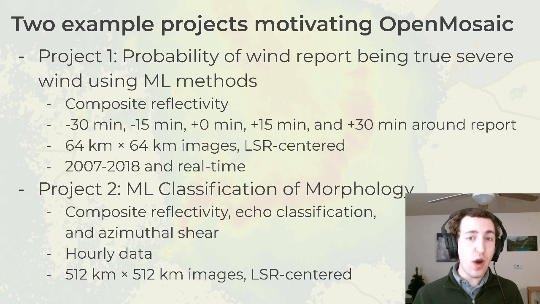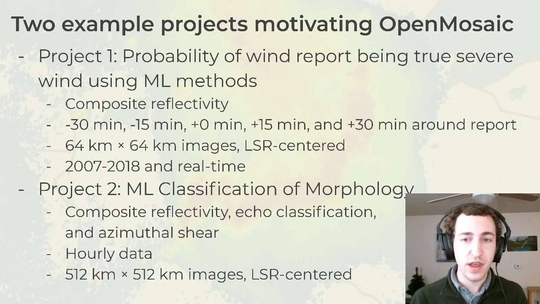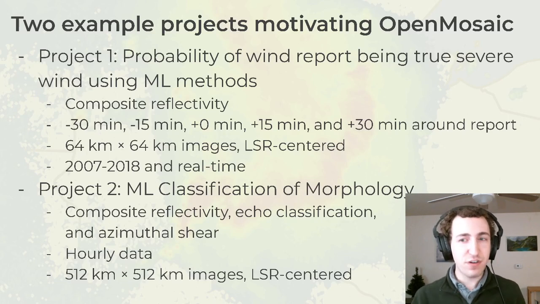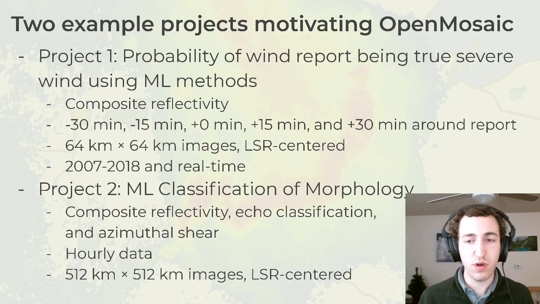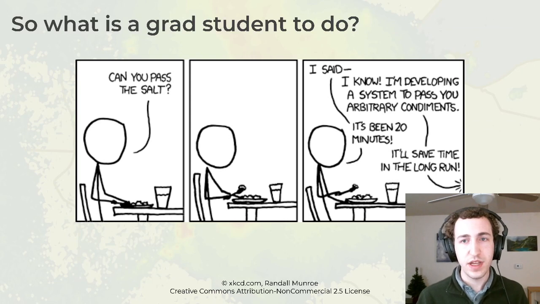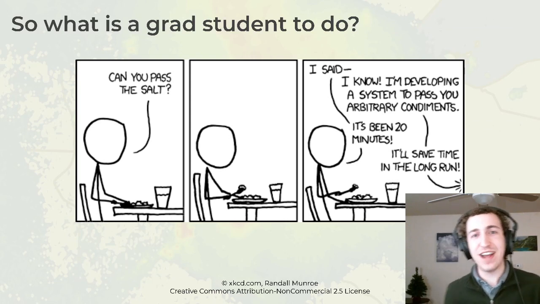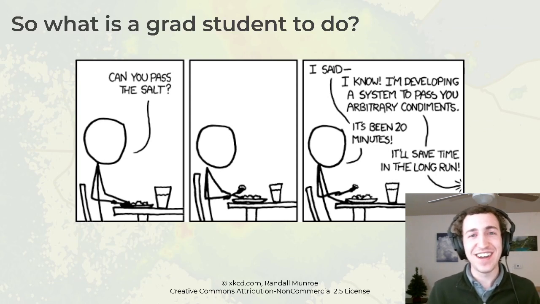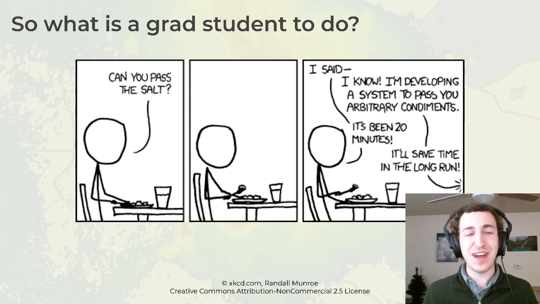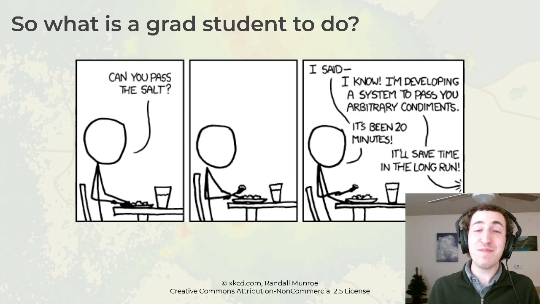Here, looking at hourly data, so a little bit more comparable to existing data products, but the need for some of those other fields isn't quite met. And these are larger images, more mesoscale oriented boxes, but still local storm report centered. So with that, what is a grad student to do with that kind of motivating example? Well, develop a general purpose piece of software that can handle the general purpose case.